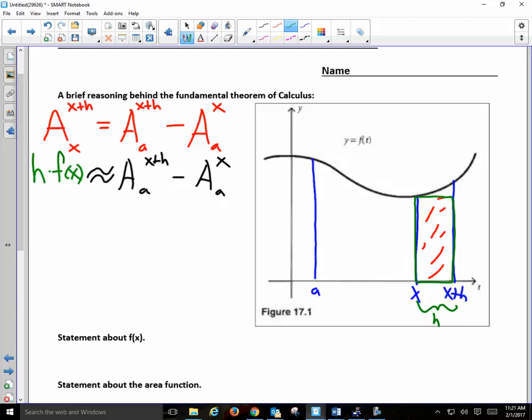I'm going to do something a little bit different here. I'm going to divide by H, and I get f of X is approximately equal to the area from A to X plus H minus the area from A to X, all over H.